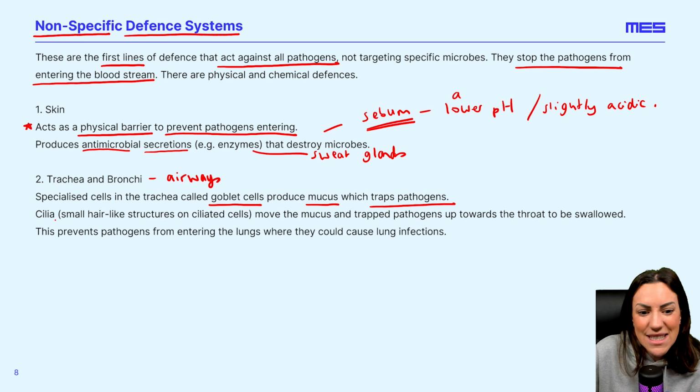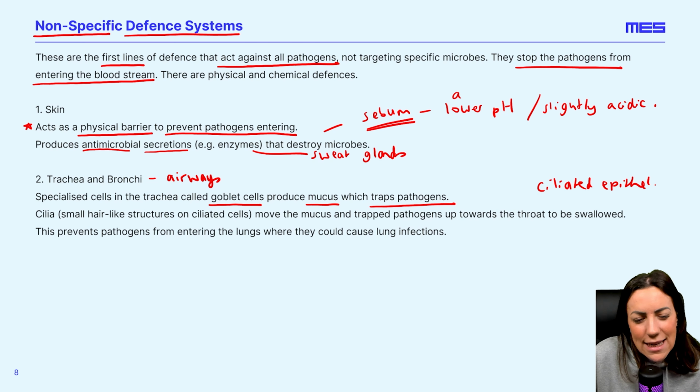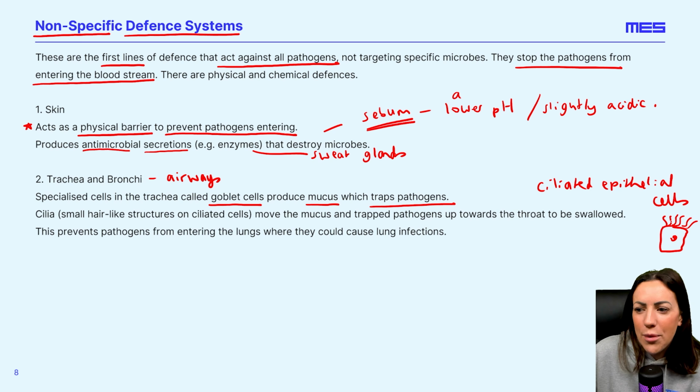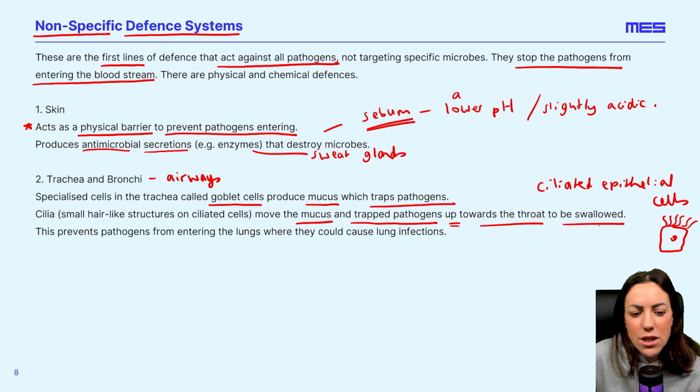But you also have cilia. There are cells that line your trachea and your bronchi that are called ciliated epithelial cells, and I'm sure you've heard of these. Remember, they have these little hair-like structures on the top. These hair-like structures, or cilia, move the mucus and the trapped pathogens up towards your throat to be swallowed or maybe coughed out. So the mucus and the ciliated cells are really working together, right?